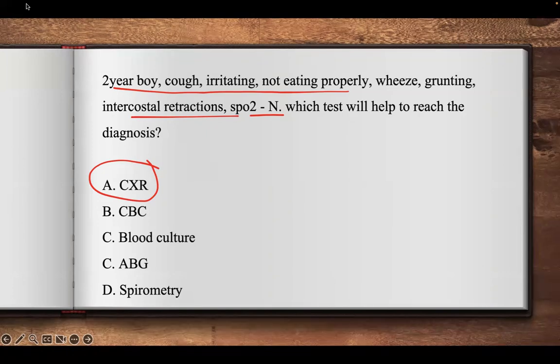ABGs have a role, Dr. Suparna, when your child is acutely sick and you have concern about their low oxygenation and high carbon dioxide retention levels, then you can do the ABGs. This is for a very sick patient where there is concern about arterial oxygen and carbon dioxide levels. But for this patient, who is fine in terms of their oxygenation, you don't need the ABGs.